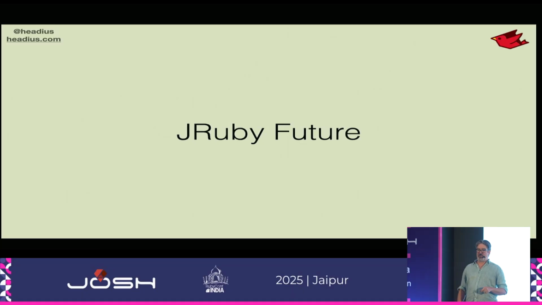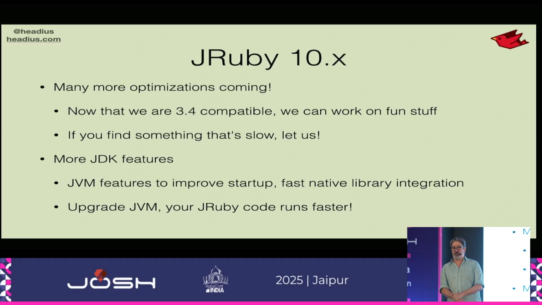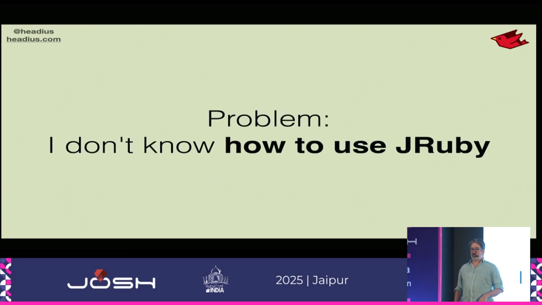So let's wrap this up with JRuby's future here. So JRuby 10.x, many more optimizations are coming. Now that we've caught up on compatibility, we're doing a lot of cool optimizations, like that Object.new work, like other stuff that's coming along the line. We're going to be integrating more JVM features. The JVM is not sitting still either. They're improving optimizations. They're improving garbage collection. They're improving startup time. If you upgrade JRuby and upgrade the JVM, your code just gets faster. Easy.